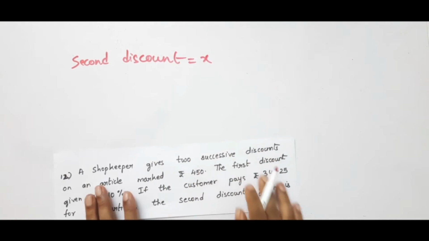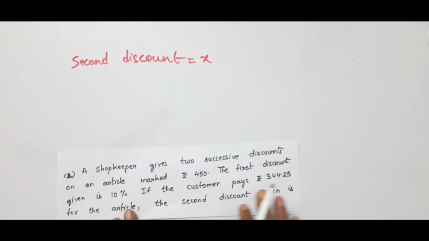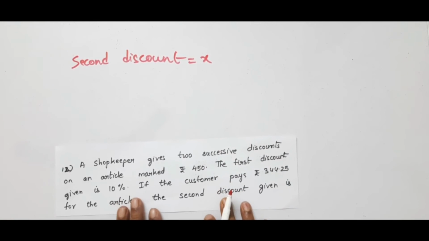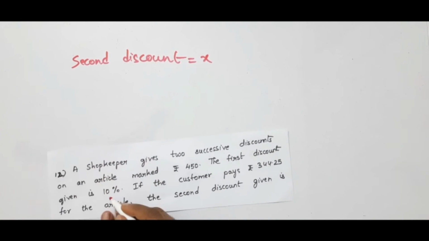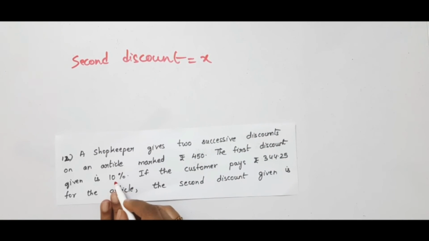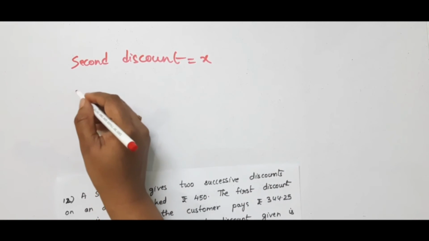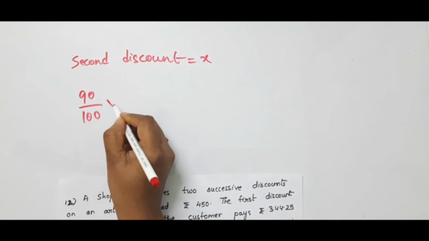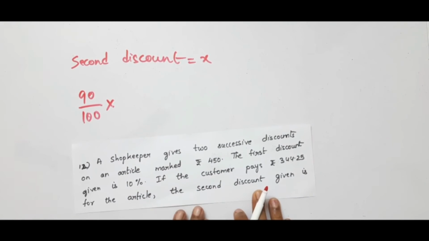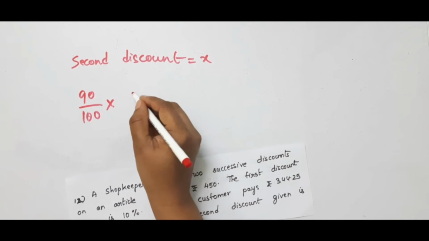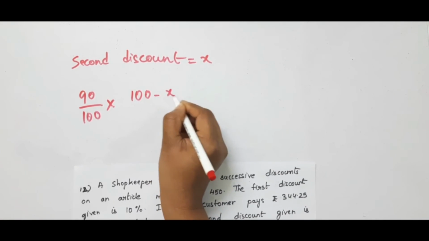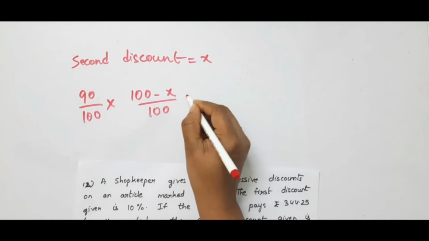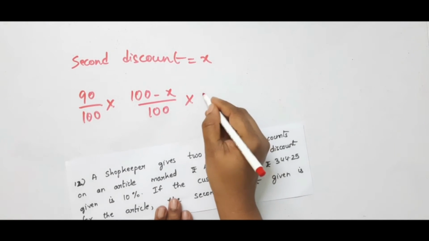Second discount is equal to X. If you take the second discount as X, then the selling price will be 100 minus 10, since the first percentage discount is 10, is it not? So 100 minus 10 is nothing but 90 by 100 into the second discount. We don't know it, so we took it as X. So 100 minus X by 100 into market price is 450.